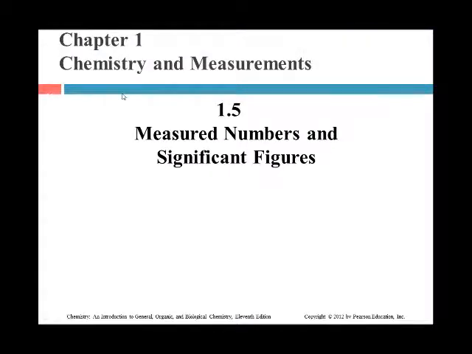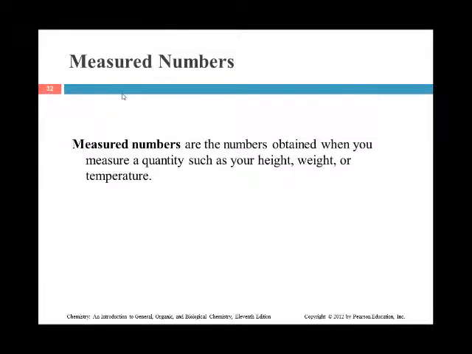Section 1.5 is discussing significant figures and how to determine which digits in a number are significant. So we're talking about measured numbers. Things like when you go into the lab and you're measuring the volume using a graduated cylinder, where can you stop writing down the numbers? What if you stop writing the numbers too soon?